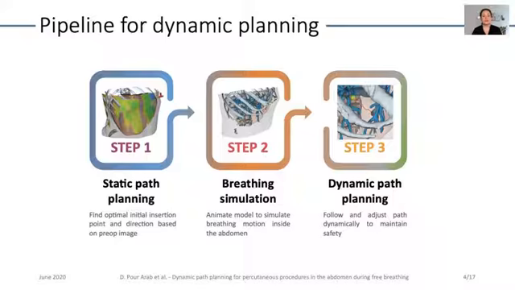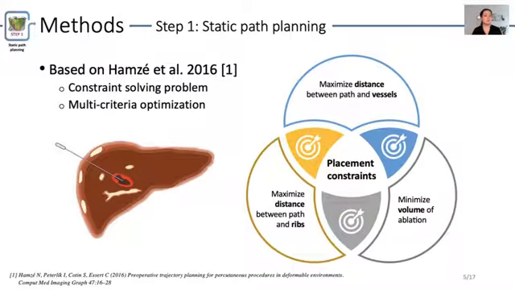Our proposed pipeline for dynamic planning is in 3 steps. The first step is to find the best insertion point and direction based on preoperative images. In an actual setting, we would then track the movement of the body and track the progression of the needle. However, in this work, we focus only on the path planning algorithm, so the second step will be a rough simulation of the breathing motion to replace the tracking. The third step is to follow the progression of the needle in the animated environment and correct the initial trajectory in real time if necessary. Now let's detail these 3 steps.